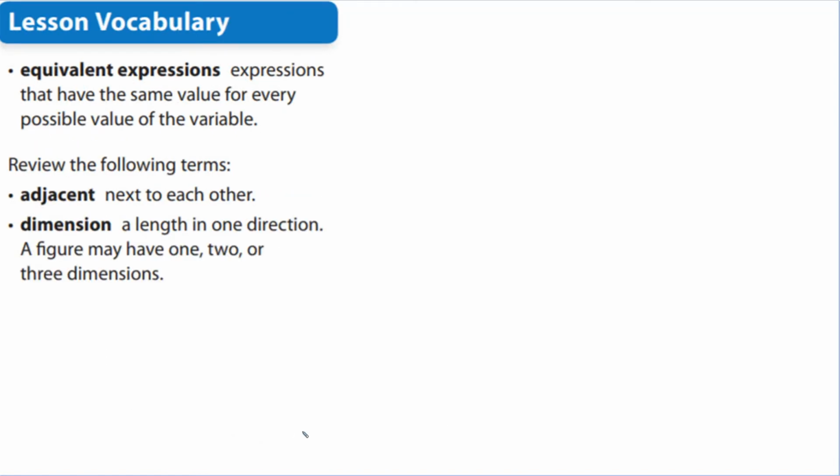Now let's look at the lesson vocabulary. Equivalent expressions: expressions that have the same value for every possible value of the variable. And we will break that down. Review the following terms: adjacent, remember, next to each other, and dimension, length in one direction. A figure may have 1, 2, or 3 dimensions.